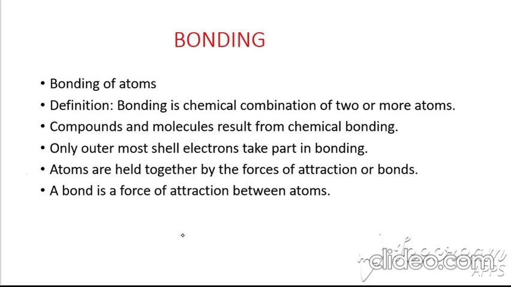Note that only outermost shell electrons take part in bonding. So the only electrons that take part in bonding are electrons that are found in the outermost shell of any atom. So these outermost shell electrons are the ones that participate in bonding.